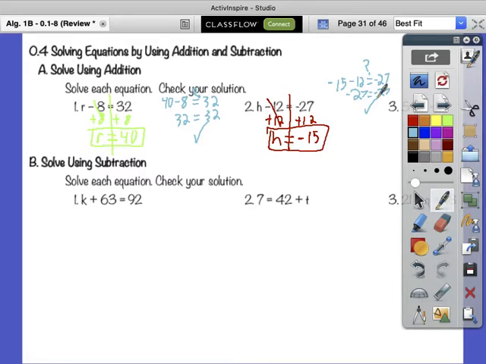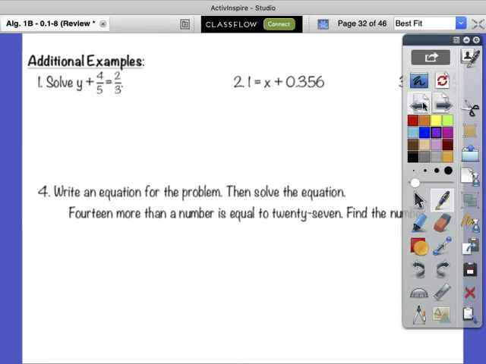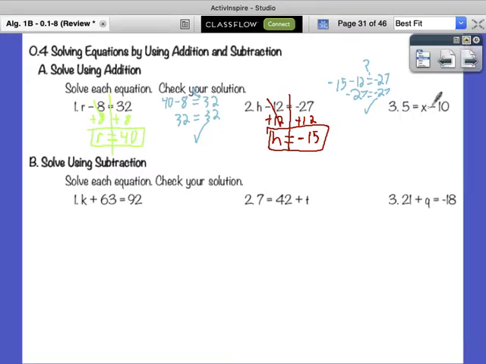All right, let's try this next one. I want you guys to try this next one on your own. So let's do 5 equals x minus 10 on your own. If you have it or have questions, raise your hand. Number 3. Yeah. Very good.